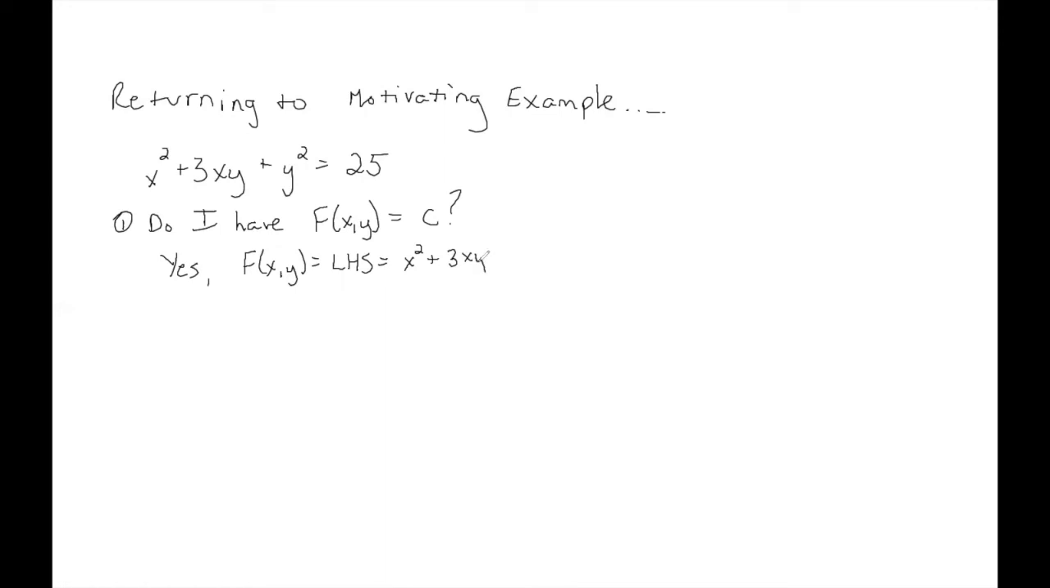F of x, y is x squared plus 3xy plus y squared, and f of x, y is equal to 25. F of x, y is just this thing here, and it's already to the point where I have a constant on one side.